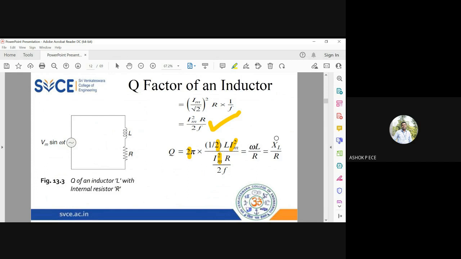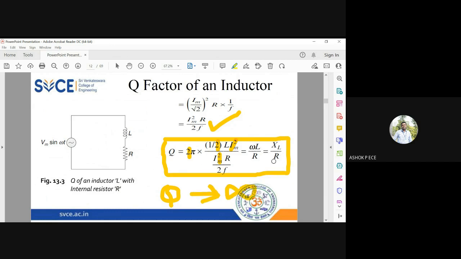And omega L equal to XL. So Q is equal to XL by R. If you use the first formula, Q is equal to X by R, we have to replace X by XL. So directly you will get the answer Q is equal to XL by R, and XL equal to omega L. Okay, so this is the quality factor of an inductor. For an ideal inductor, the resistance value will be 0, so I can say the quality factor will tend to infinity.